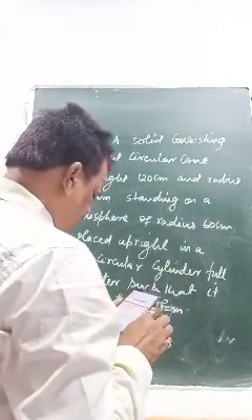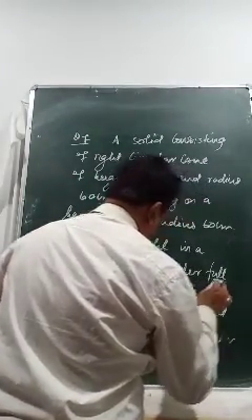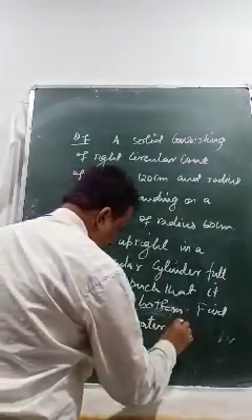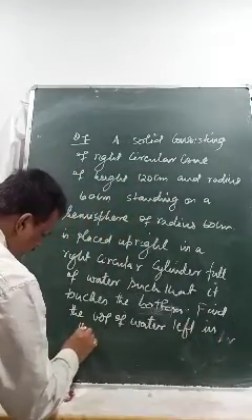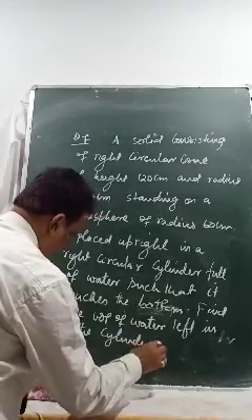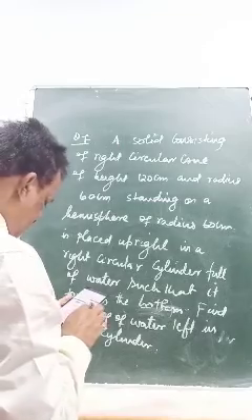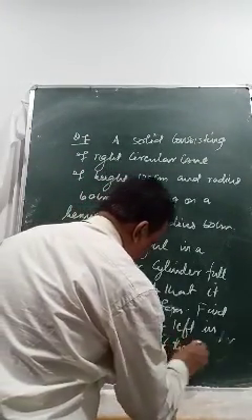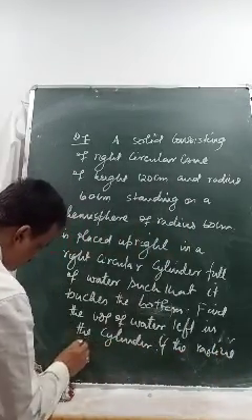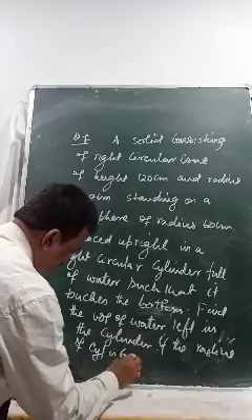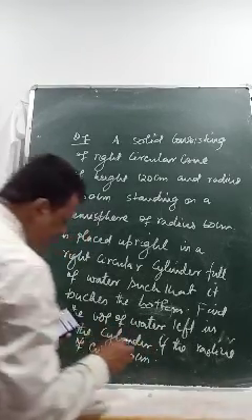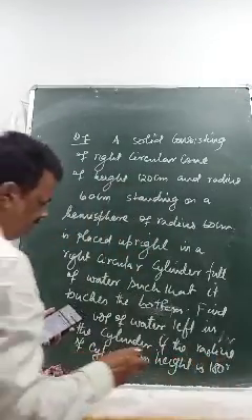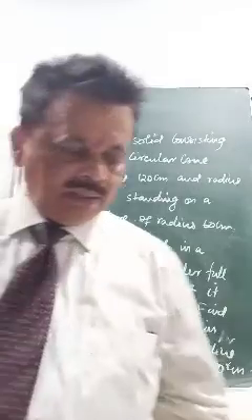Find the volume of water left in the cylinder if the radius of cylinder is 60 centimeter, height is 180 centimeter. Long question, but try to see.